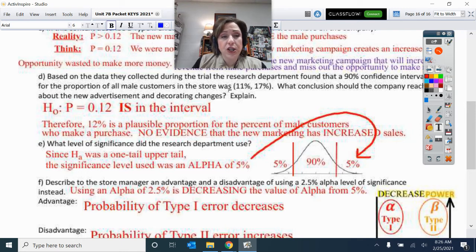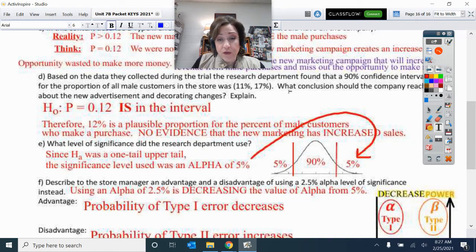What would you end up concluding from that particular interval? Well, the key that you're looking for here is: is the null hypothesis in this interval or not in this interval? Well, clearly 12% is in the interval. Therefore, 12% could still be happening. It's plausible. So I do not have evidence that the new marketing campaign has increased sales.